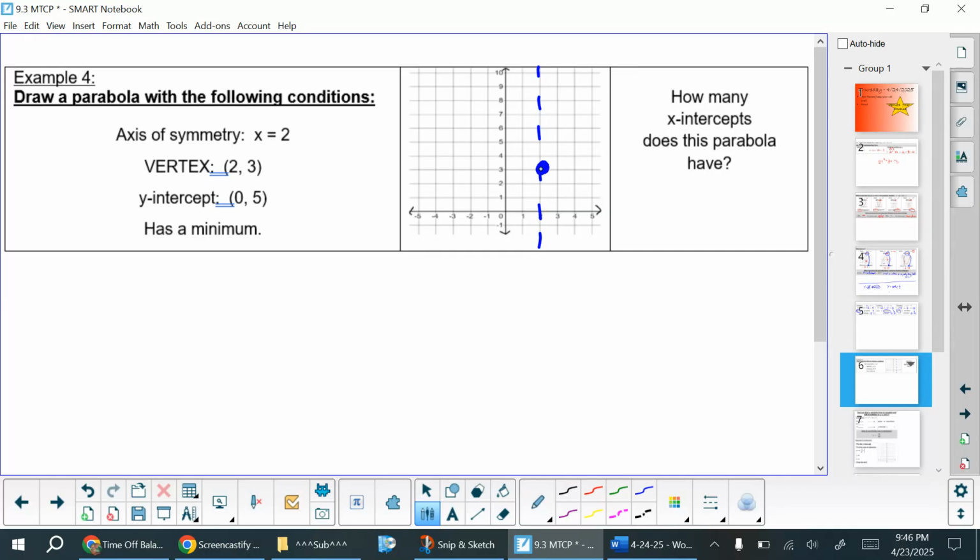One thing you'll really want to know here is that the axis of symmetry has the same x coordinate as the vertex every single time. I'll come back to that in a little bit here. It has a y-intercept at 0, 5.